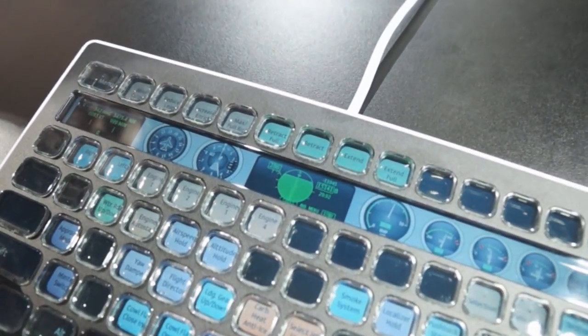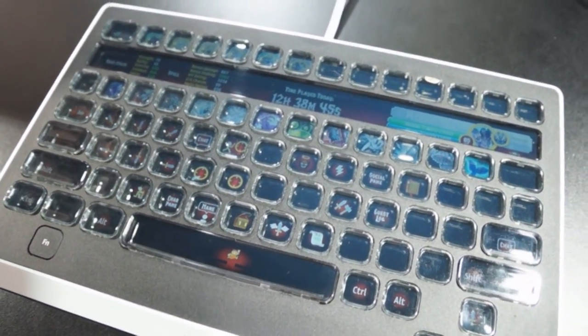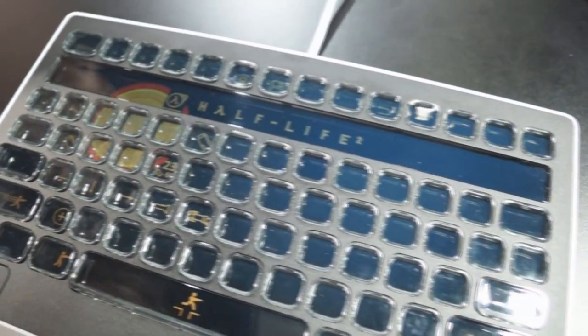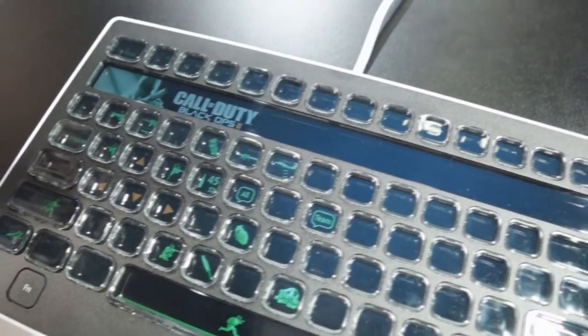Flight simulator shortcuts. World of Warcraft. Half-Life. What else we have here? Call of Duty. Yes.